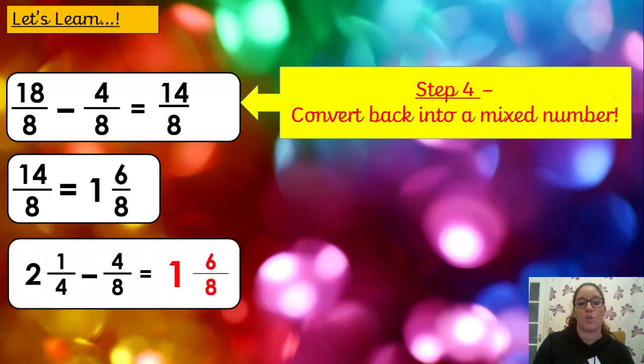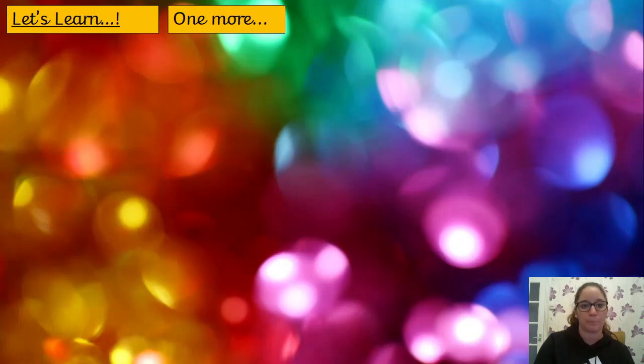Okay, so 2 1/4 take away 4/8 is 1 6/8. That can be simplified down to 1 3/4, because you can divide them both by 2. But don't worry, I'm not expecting you to do that. It's really important that you just get the idea of converting the fractions to and from mixed numbers. But if you do simplify them, that's an added bonus.